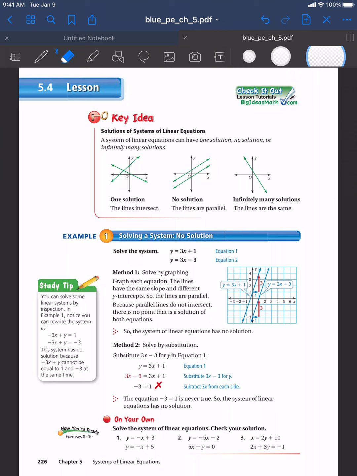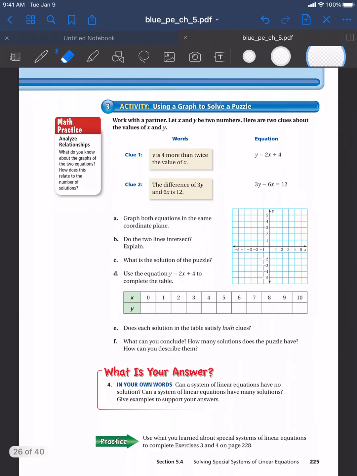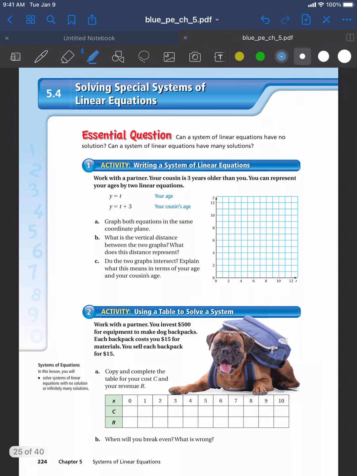Alright guys, we're going to be on 5.4. I want you guys to open up a new piece of paper and write 5.4 at the top. You're going to write this along with it: Solving special systems of linear equations.